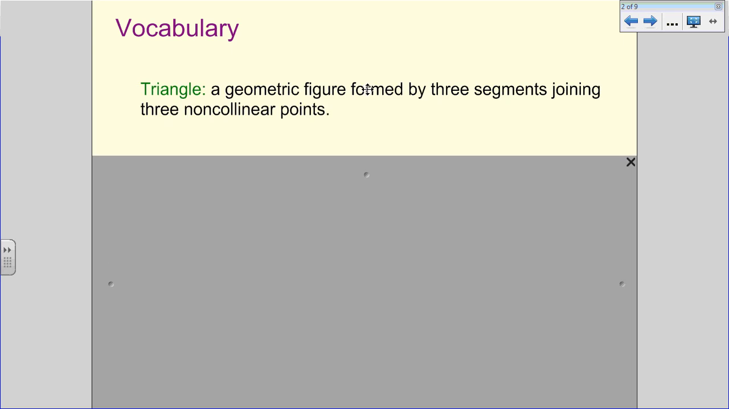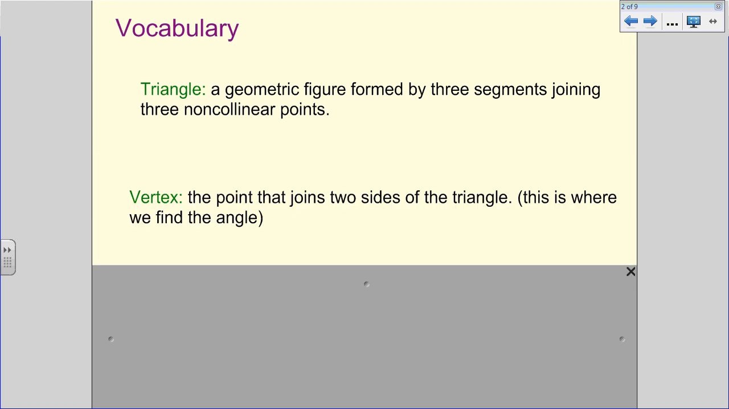Triangle is a geometric figure formed by three segments joining three non-collinear points. So the three points cannot all be in the same line. Two of them will be collinear, but then the third point will not be. And then vertex. It's the point that joins two sides of the triangle. So we've got this geometric figure that's formed by three segments. Those three segments meet at a point, and that point is called the vertex. This is where we find the angle. So when we talk about vertex, we often think of it as the angle. The vertex is actually a point.